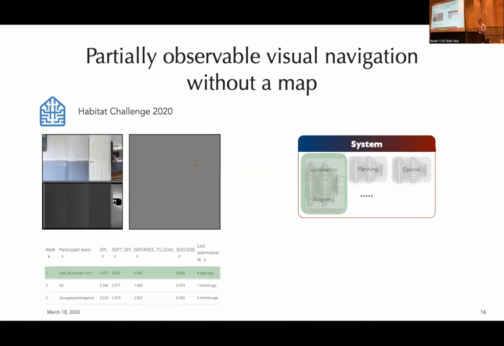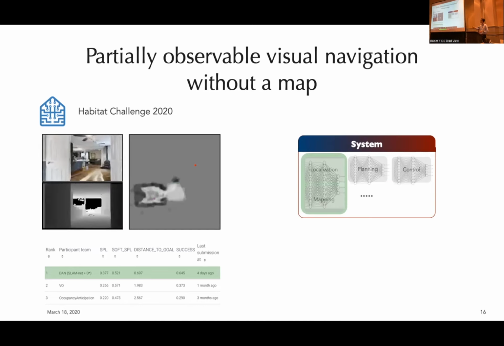And now we also tried it for partially observable navigation without a map. Now, if we don't have a map, we have to add in an additional module, just like in any of the robot systems, an additional module for mapping as well, right? So once we complete this, we can join the Habitat challenge, and for a few days we actually rose to the very top of the leaderboard. I think that's 2 years ago.